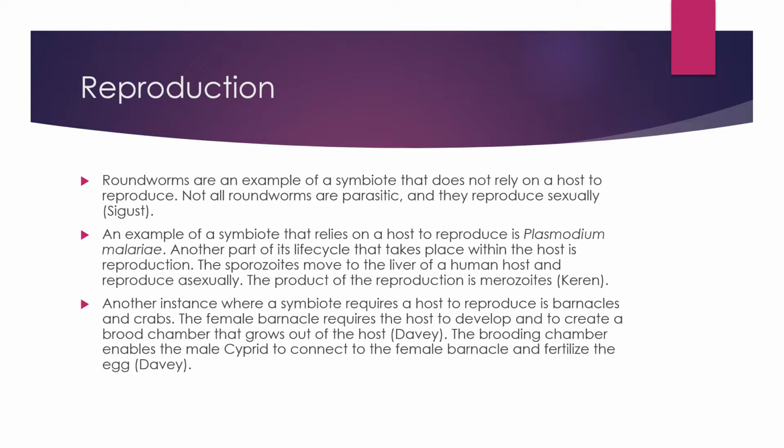Another instance where a symbiote requires a host to reproduce is barnacles in crabs. The barnacle reproduces sexually, meaning that there is a male and a female. Although two barnacles play major roles in sexual reproduction, so does the host. The female barnacle requires the host to develop and to create a brood chamber that grows out of the host. The brooding chamber is an essential component for reproduction. It enables the male cyprid to connect to the female barnacle and fertilize the egg.